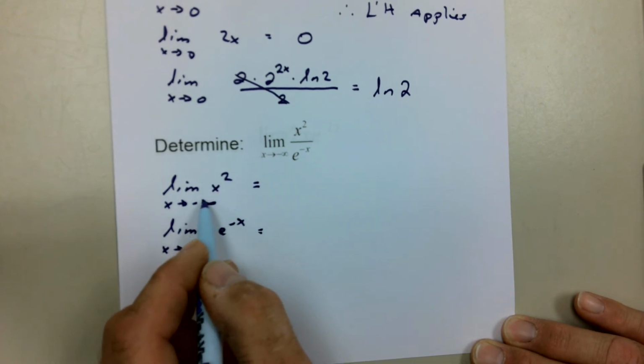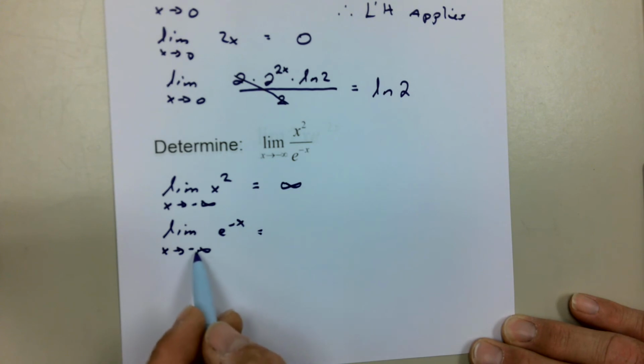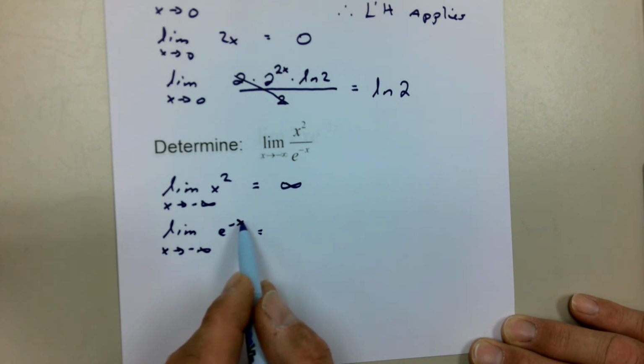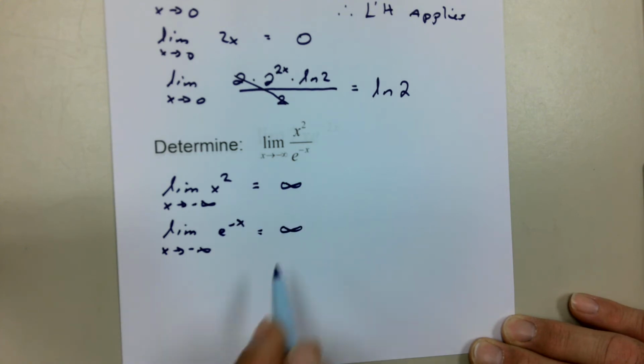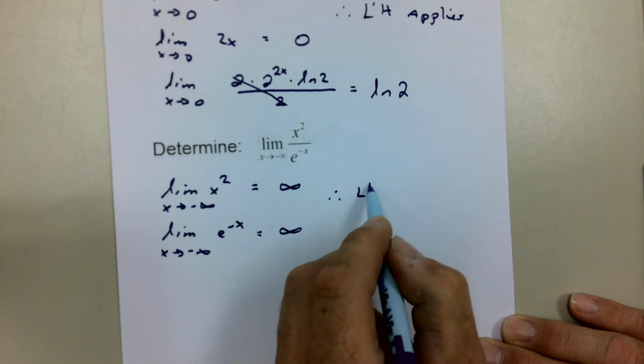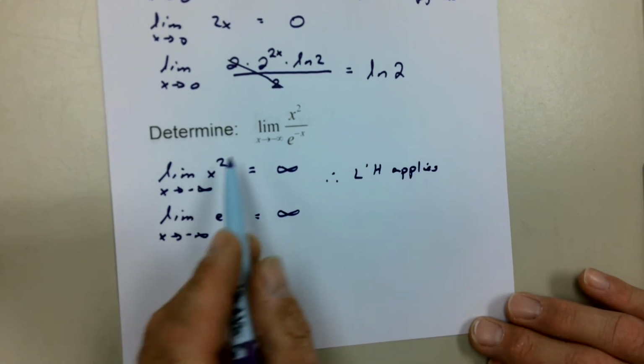So if I plug in negative infinity, as I square it, I'm going to end up with a positive infinity. If I take negative infinity and take the negative of that, I get infinity. So e to the infinity is going to get larger and larger and larger. That goes to infinity. So again, therefore, L'Hopital's rule is going to apply. So I'm going to go ahead and find the derivative.